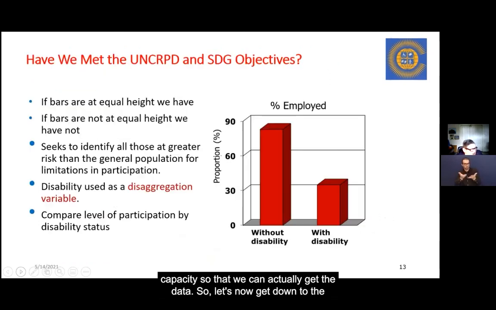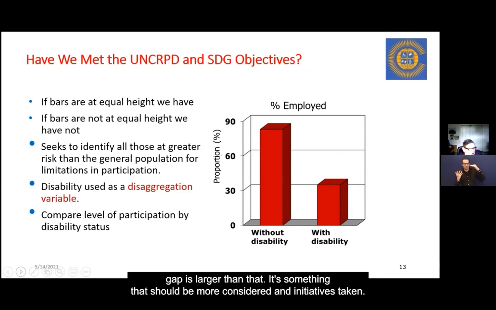So let's now get down to the nitty-gritty in terms of what it means in terms of collecting data. If there was complete equality in this graphic representation of employment and disability, those two bars would be at the same height. We already saw this bar being used by Barclays, showing there was a 30% gap in the UK. In most parts of the world, the gap is larger than that. And this is something that should be monitored and initiatives should be taken.